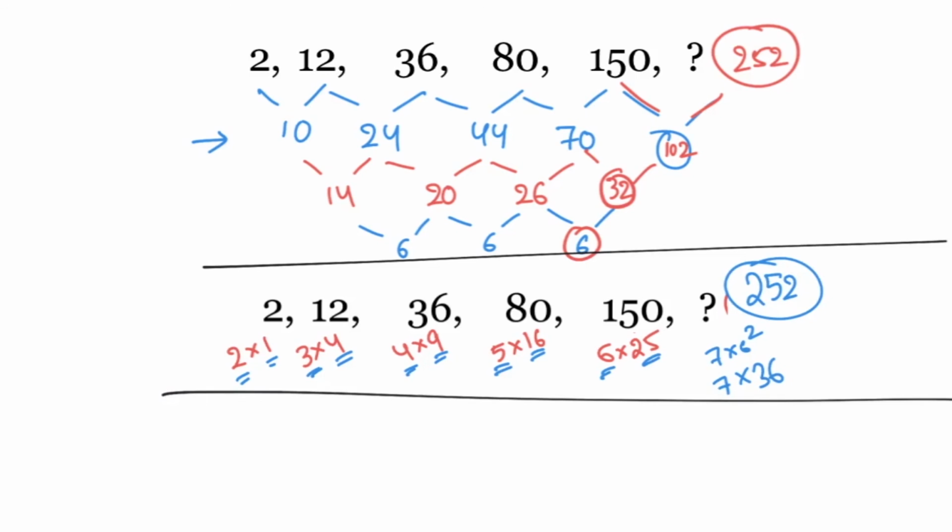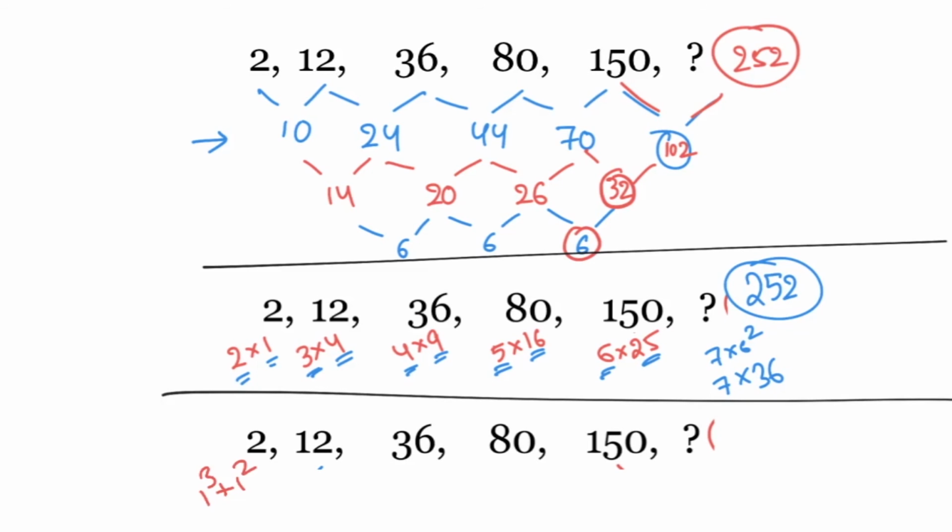Otherwise, given series is 2, 12, 36, 80, 150. 2 is 1 cube plus 1 square. 1 cube 1 plus 1 square 1, sum 2. 2 cube plus 2 square, 8 plus 4 is 12. 3 cube 27 plus 3 square 9, 27 plus 9 is 36. 4 cube 64 plus 16 is 80. 5 cube 125 plus 5 square 25 is 150.